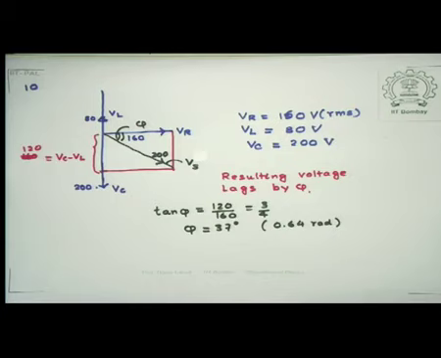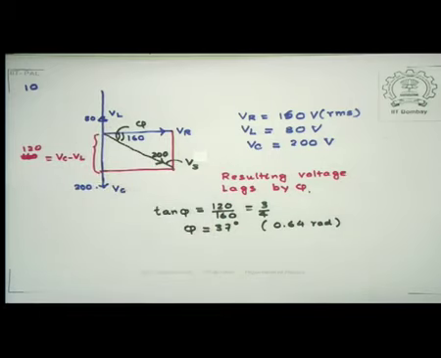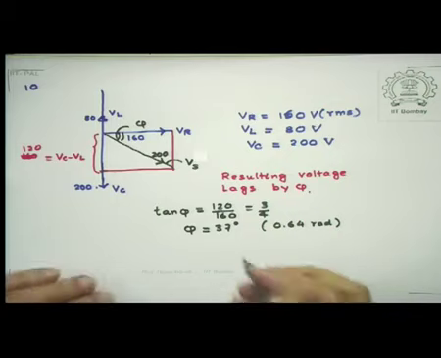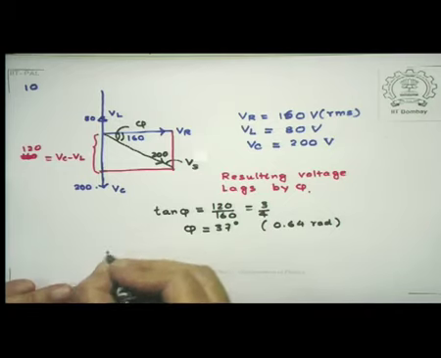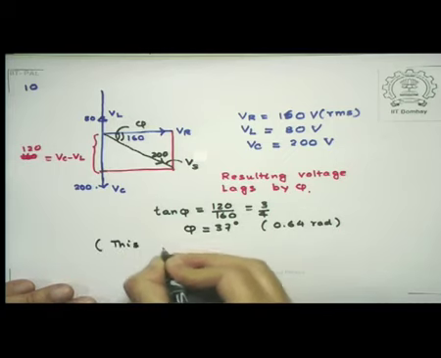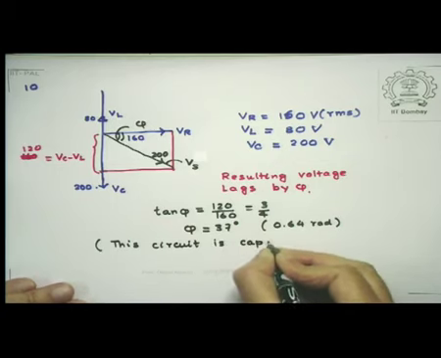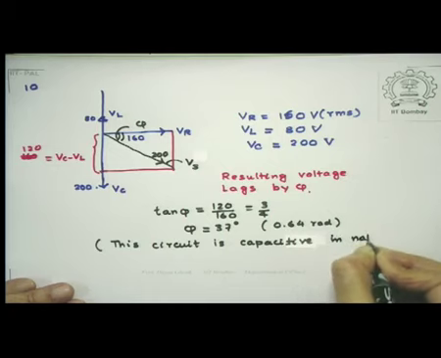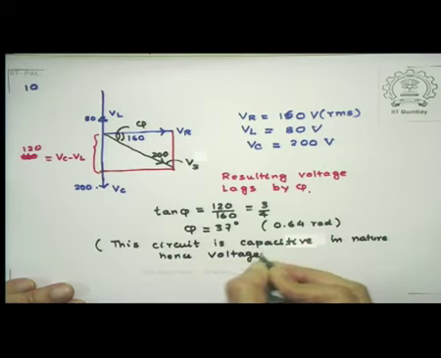Now, incidentally, this situation that the net supply voltage lags behind the current happened because the capacitive reactance is larger than the inductive reactance. So as a result, this circuit is primarily, or let's say predominantly, a capacitive circuit. This circuit is predominantly capacitive in nature, hence voltage lags current.